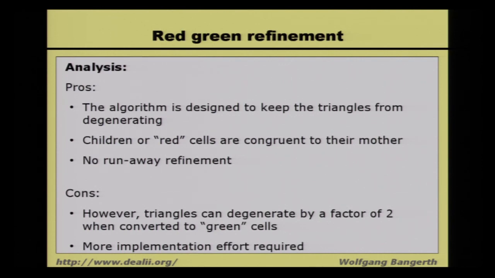On the con side, of course, as I say, you refine this by a factor of 2, you make it worse by a factor of 2, and in particular, of course, it takes a lot more implementation effort to keep track which cells are red and which are green. Ultimately, I think today this is not that big a factor. We know how to write software for these sort of things, but that's one of the downsides for sure.